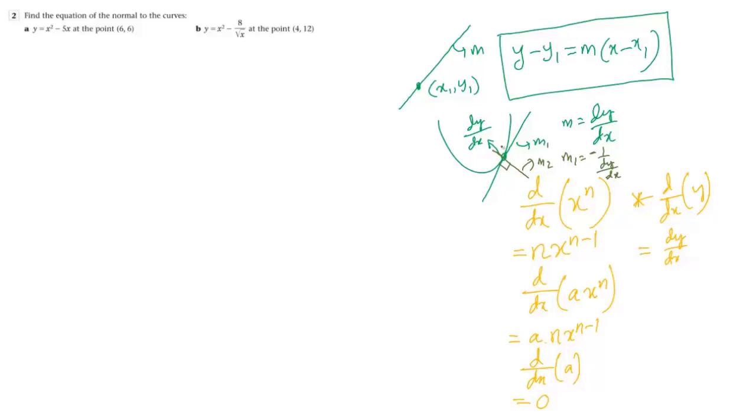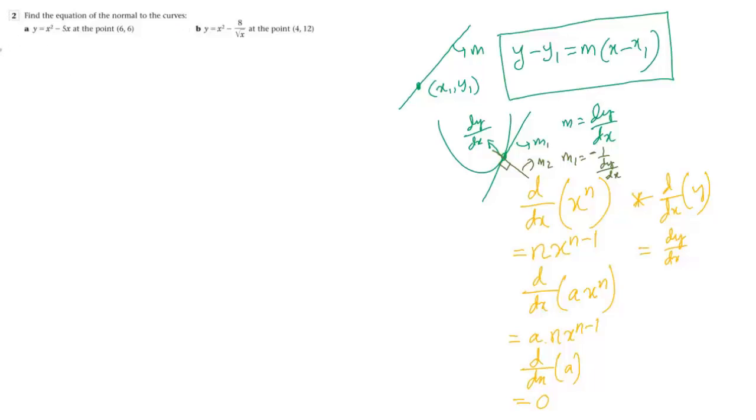If 3 is the gradient, then minus 1 by 3 is the gradient of the normal. If 4 is the gradient of the curve, then the gradient of the normal is minus 1 by 4. So that's the relationship of negative reciprocal. Reciprocal means 1 divided by some other number. That's the idea of reciprocal. And at that particular point, dy by dx is the gradient of the curve.